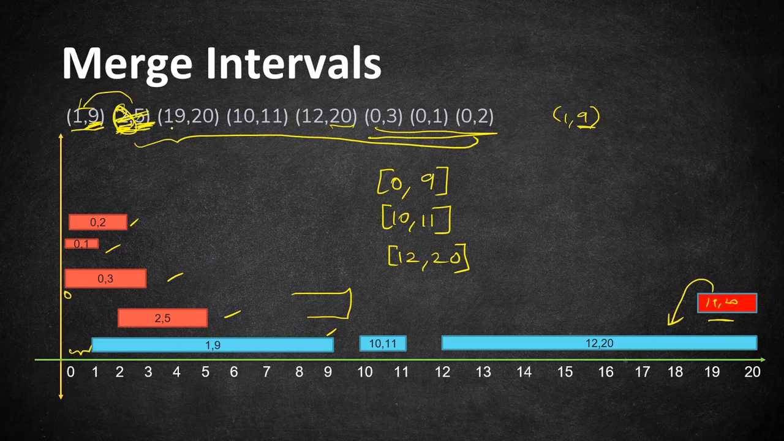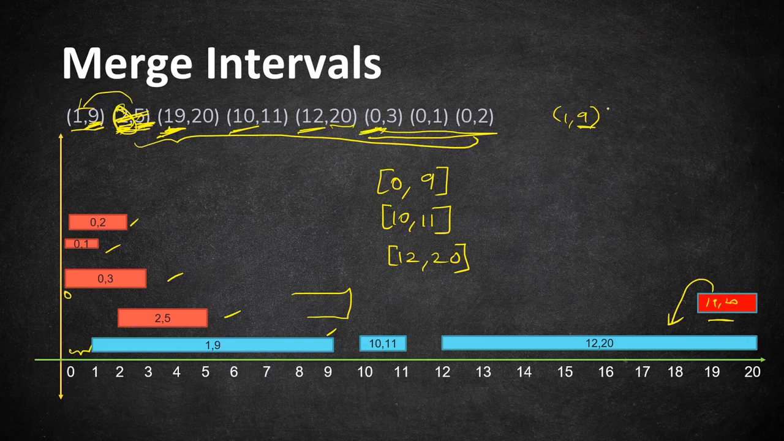It goes to the next one, 19, 20. Is 19 less than 9 or not? No, it is not. The next value is 10. Is 10 less than 9? No. Is 12 less than 9? No. Then 0. 0 is less than 9.